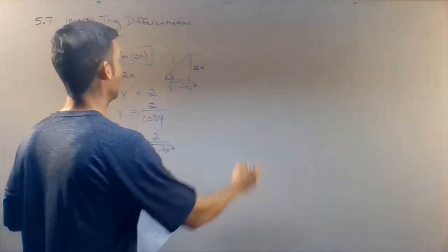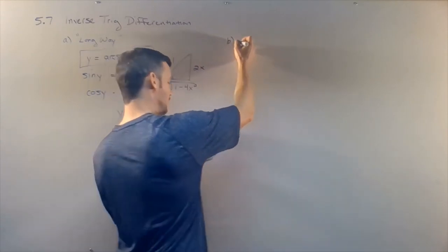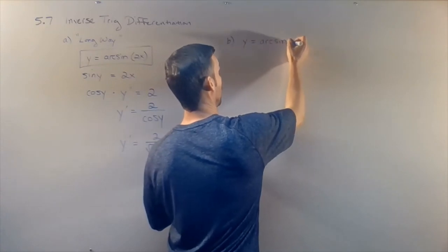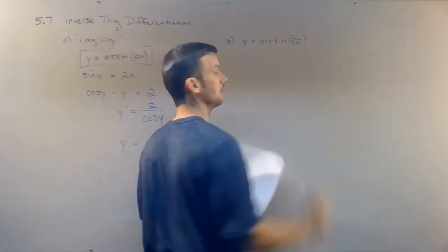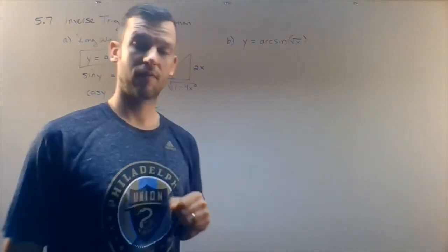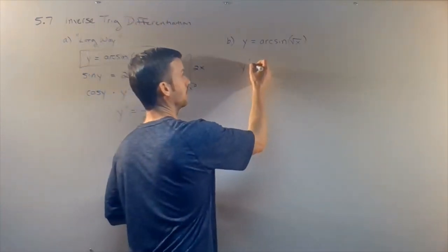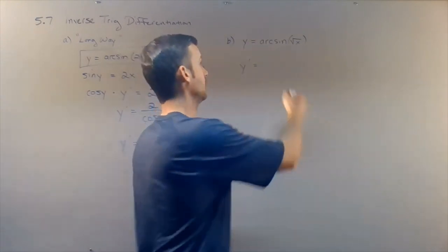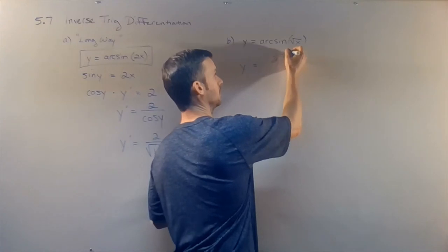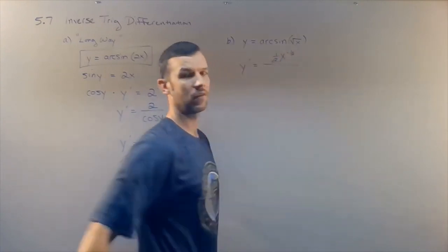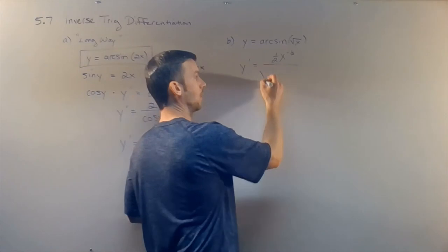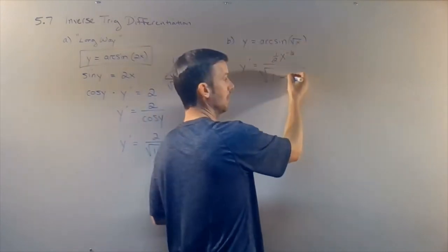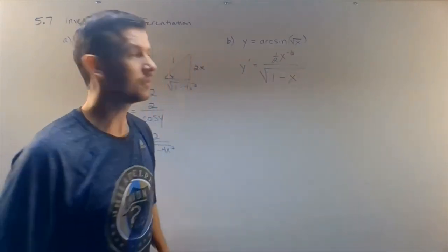So let's go ahead and do the shortcut with letter B. Letter B says that we're dealing with y equals the arc sine of the square root of x. Okay, the derivative for arc sine is the derivative of the function. So the derivative of x to the 1/2 is 1/2 x to the negative 1/2, over the square root of 1 minus the function squared. If you square that, you get x. And now we're just going to simplify this.